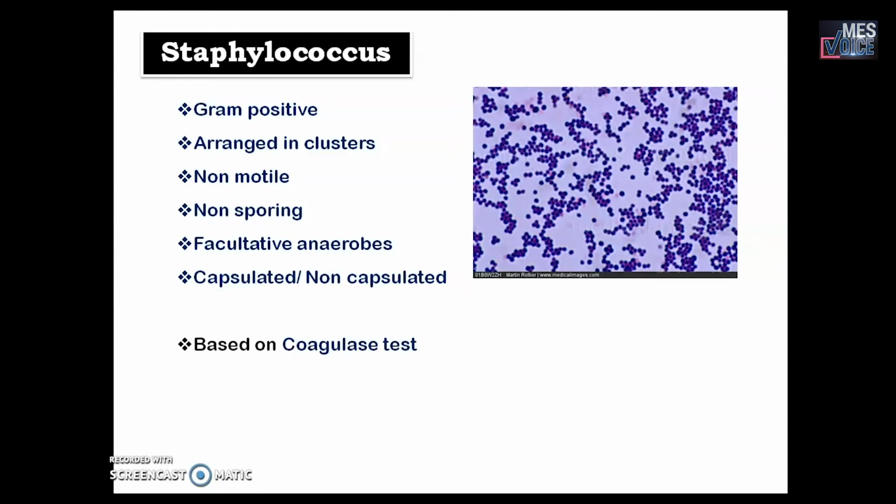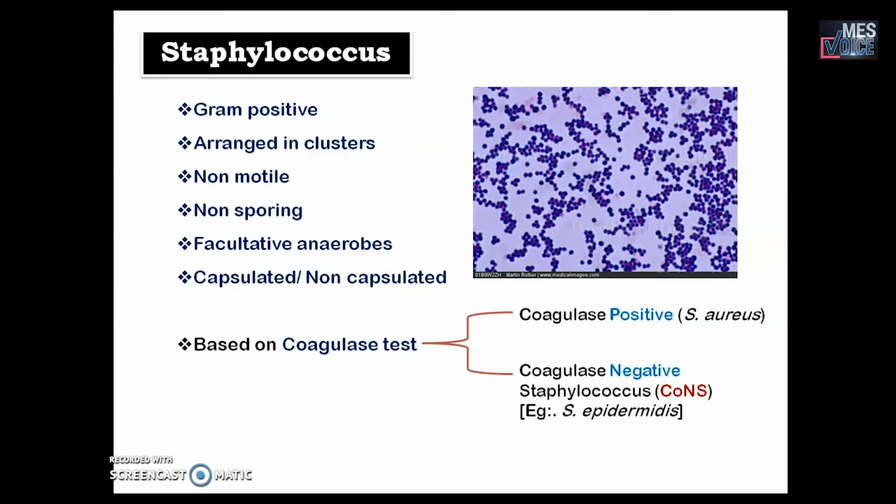Based on the coagulase test, they are divided into two. Coagulase positive Staphylococcus: there is only one type of coagulase positive Staphylococcus, and that is Staphylococcus aureus. And the second group is coagulase negative Staphylococcus or CoNS, example, Staphylococcus epidermidis. In the coming slides, we will be learning about Staphylococcus aureus in detail.